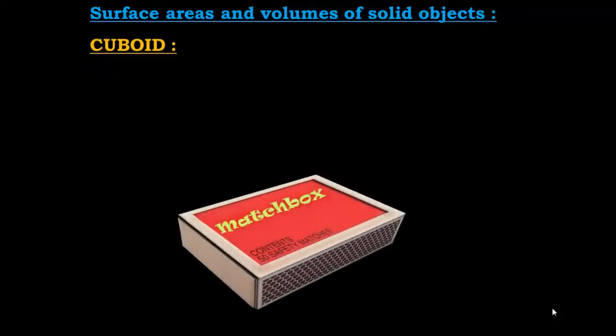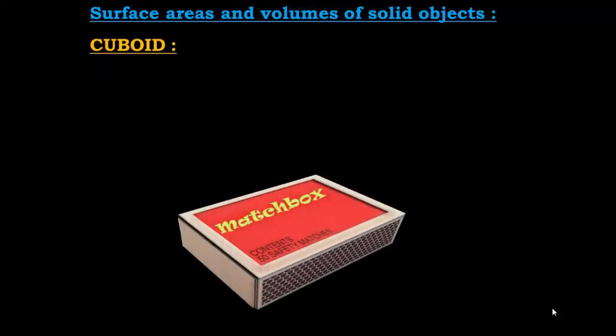Surface areas and volumes of solid objects. Solid object means three-dimensional figure. So the first figure is cuboid. An example of this cuboid is a matchbox.